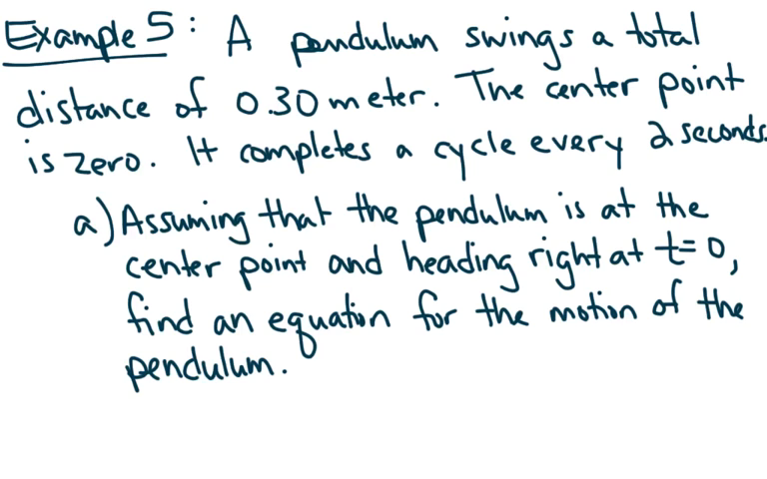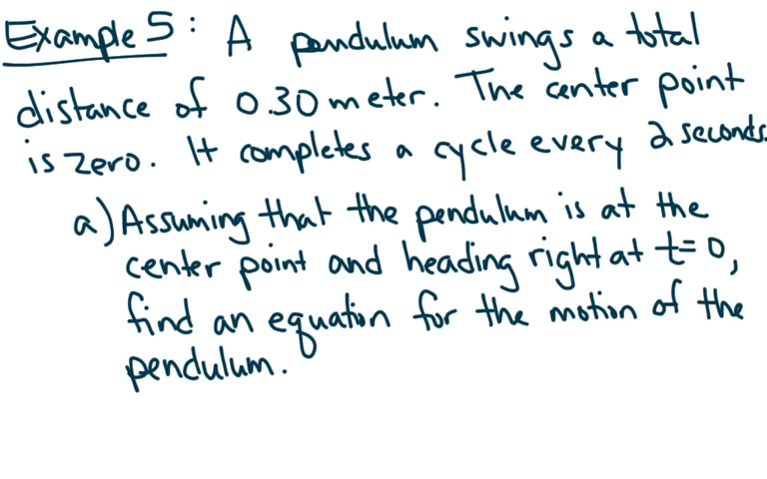So let's do a real-world application problem with a pendulum, something we should have looked at in physics. A pendulum swings a total distance of 0.30 meters. The center point is 0. It completes a cycle every 2 seconds. Assuming that the pendulum is at the center point and heading to the right at t equals 0, find an equation for the motion of the pendulum.